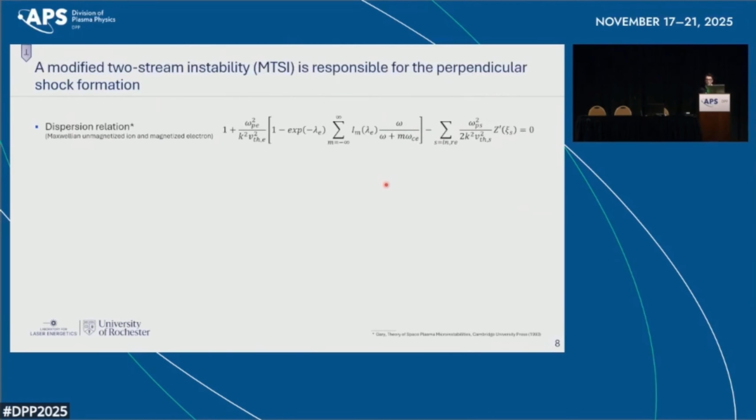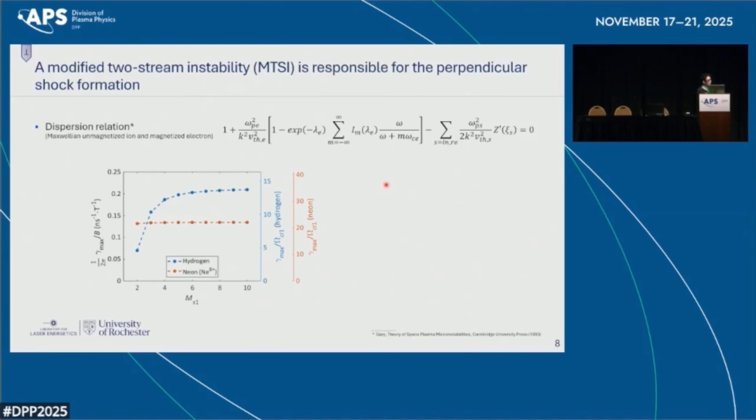The reason a perpendicular shock can form so fast is an instability called the modified two-stream instability, or MTSI. I have this ugly, beautiful equation here for the dispersion relation of MTSI, which we can solve numerically. From this, the growth rate of MTSI is basically a function of sonic Mach number. A sonic Mach number larger than 3 should give us a good enough growth rate of MTSI for hydrogen. If you look at the right-hand side, you can see that the growth rate of MTSI is much larger than the ion gyro frequency.